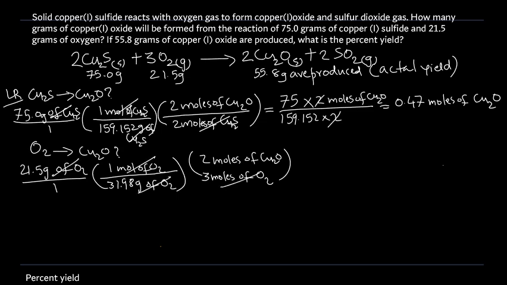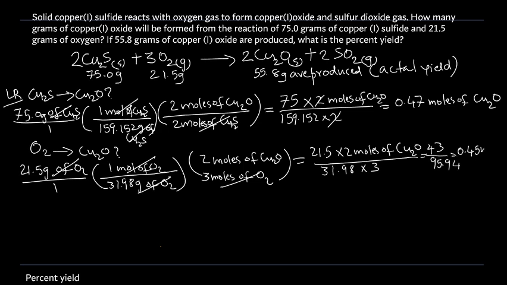So I have the numbers that equal 21.5 times 2 moles of copper 1 oxide divided by 31.98 times 3 in the denominator, that equals 43 in the numerator, 95.94 in the denominator, that equals 0.45 moles of copper 1 oxide. So which one is the lowest number of moles here? It is 0.45 moles of copper oxide. So we got that one using oxygen. So oxygen is the limiting reagent.